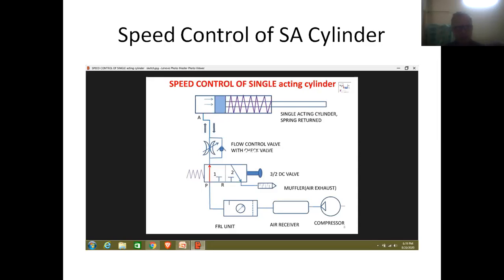And friends, finally, we can see the arrangement of a return spring. So in the case of a single acting cylinder, always, fluid pressure is used for performing the forward stroke of the piston. And spring pressure must be used for performing the return stroke of the piston. So therefore, this return spring is arranged inside the single acting cylinder.